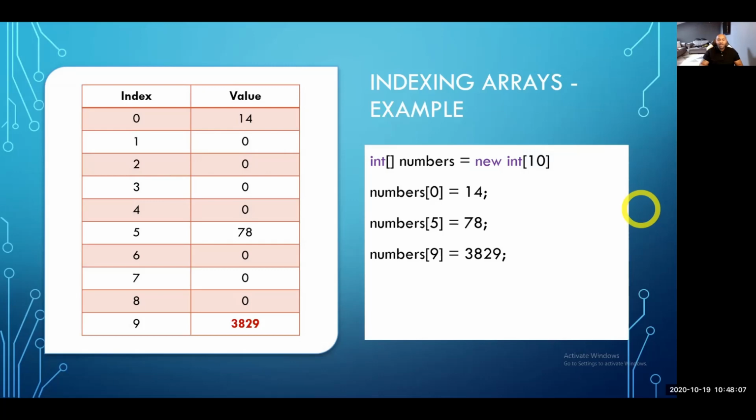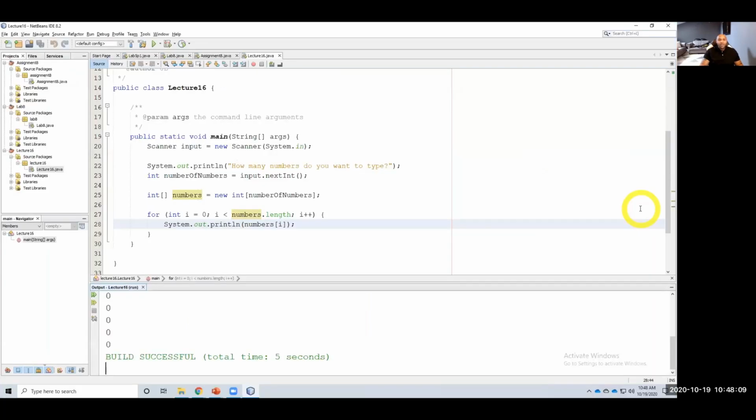If you noticed, in the example I was creating over here, I accessed it using i, because i goes from 0 to numbers.length minus 1. So I'm going to get each index in that array with this loop.